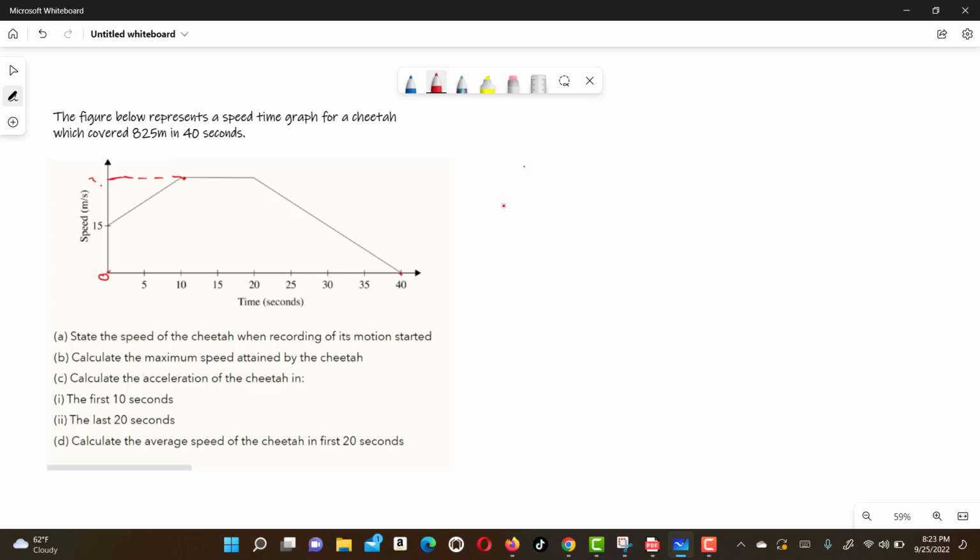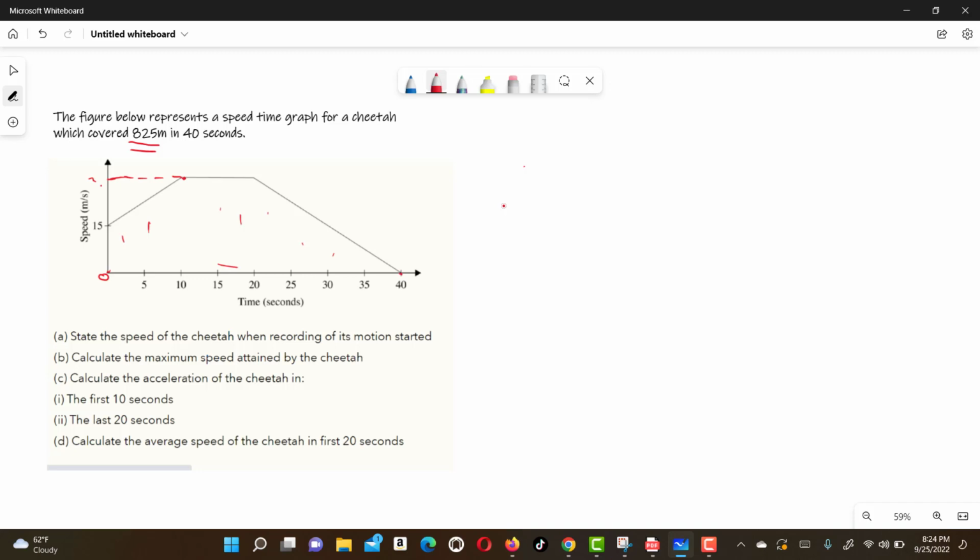Now, you will find that there is a figure created below the graph. This space is the distance covered by the cheetah, and it's equivalent to the area under that graph. So the area under that graph is equivalent to the total distance, which is 825. So how do we know the area? We are going to subdivide this shape into several figures.